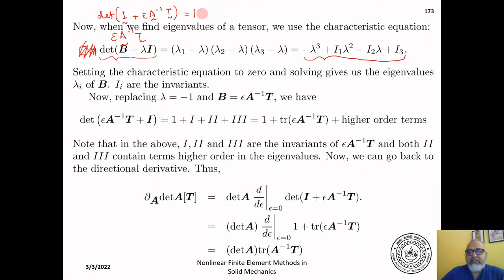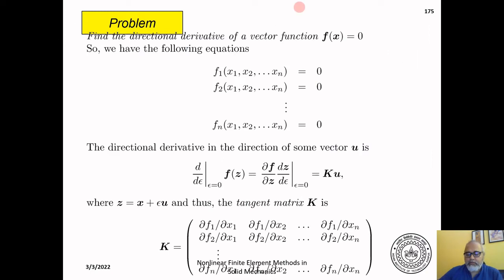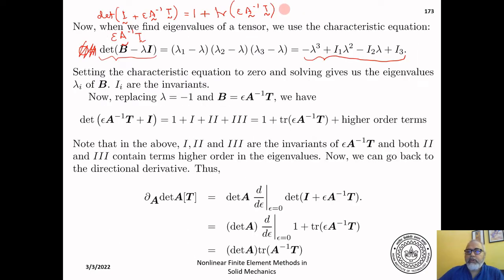Then this is equal to trace of epsilon A inverse T plus, because lambda is again -1, the second invariant of epsilon A inverse T, let's call that I2, plus the third invariant of epsilon A inverse T, let's call that I3.